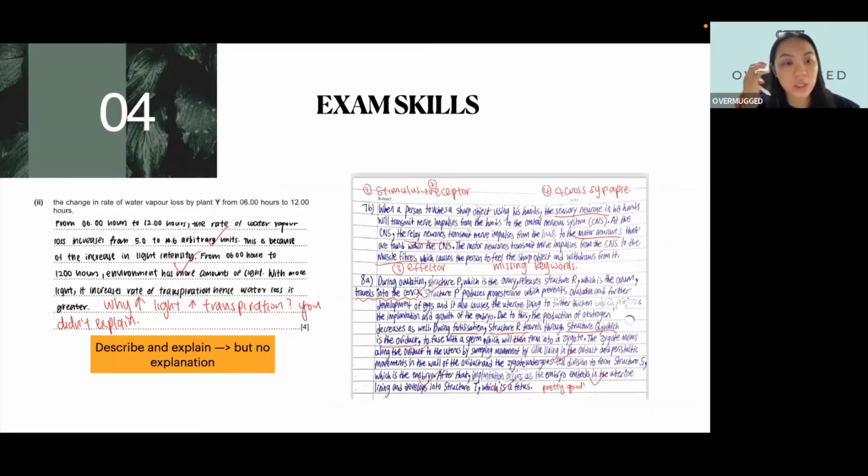There was a very brief explanation, but not deep enough. The marks came from the describing part. So when it is describe and explain, and it is a 4 mark question, 2 marks will go to describe, 2 marks will go to explain. So you need to know exactly how much to write for describe, how much to write for explain.